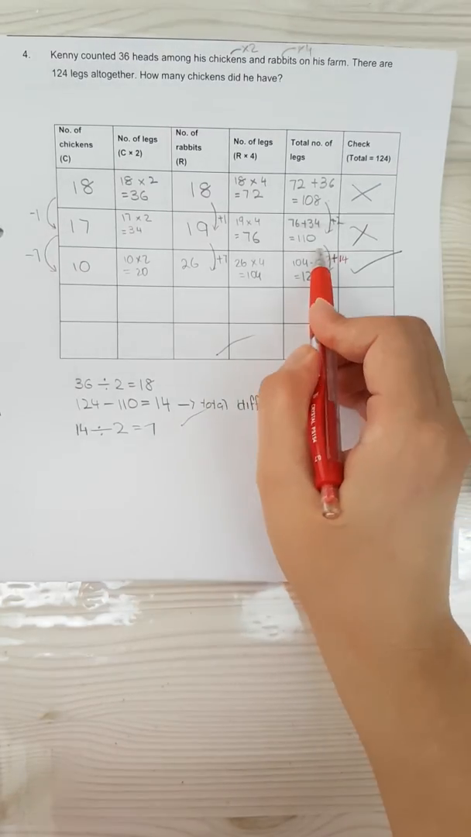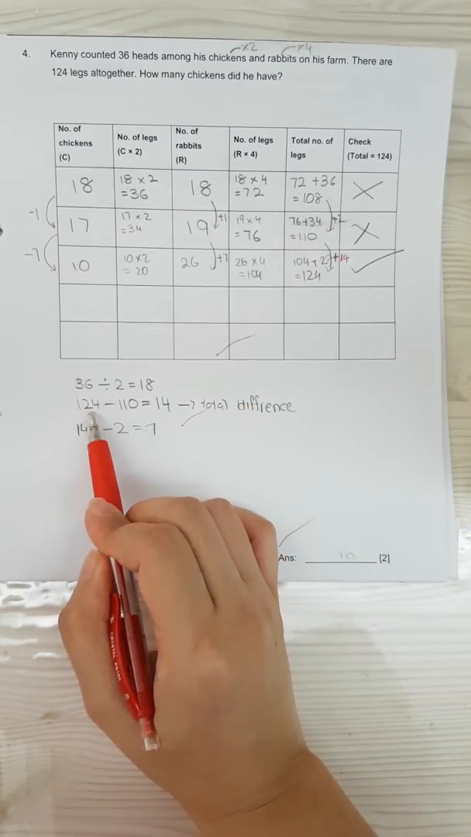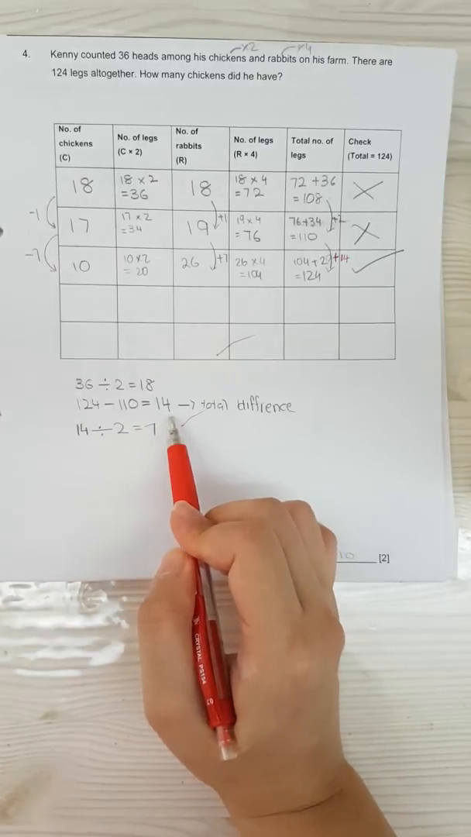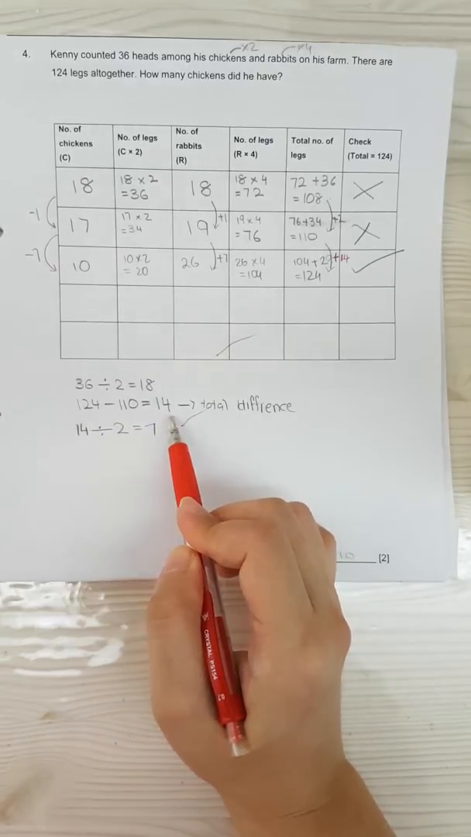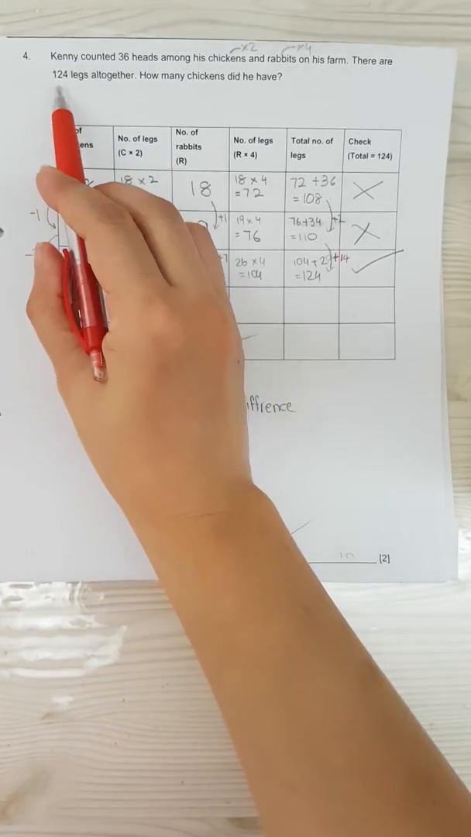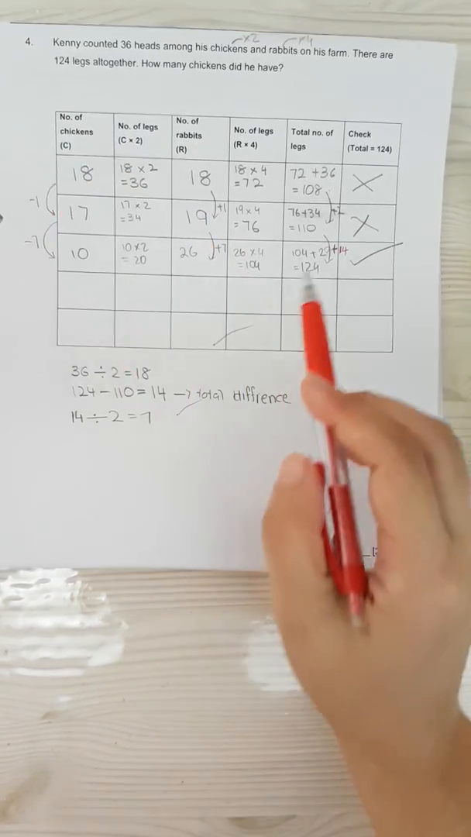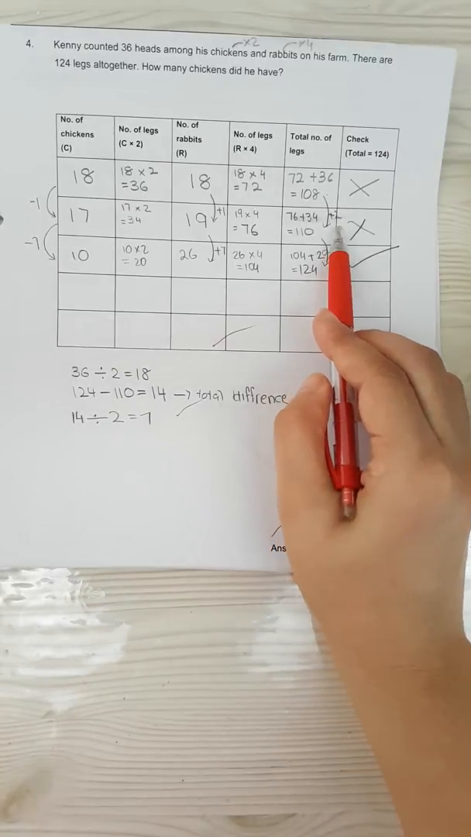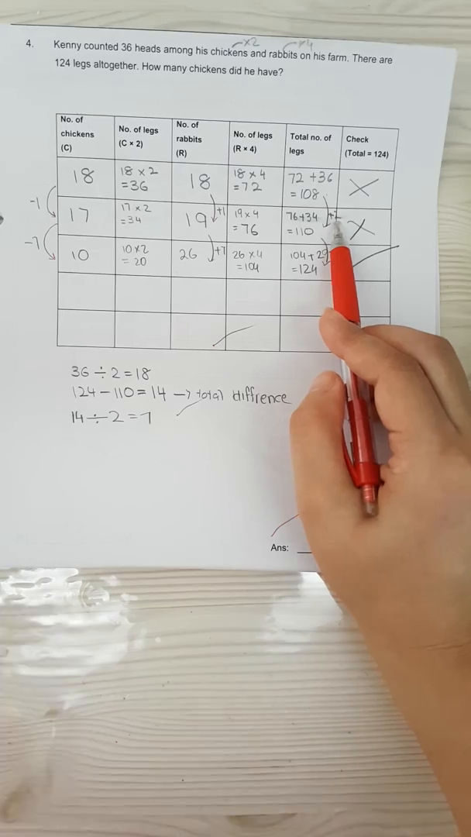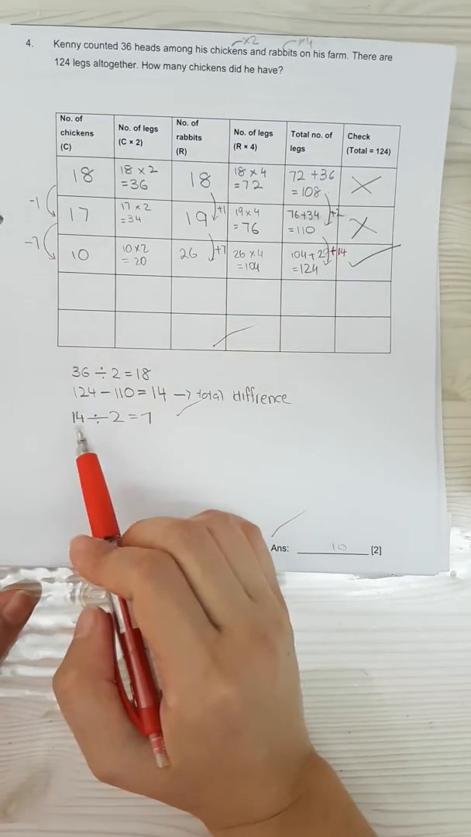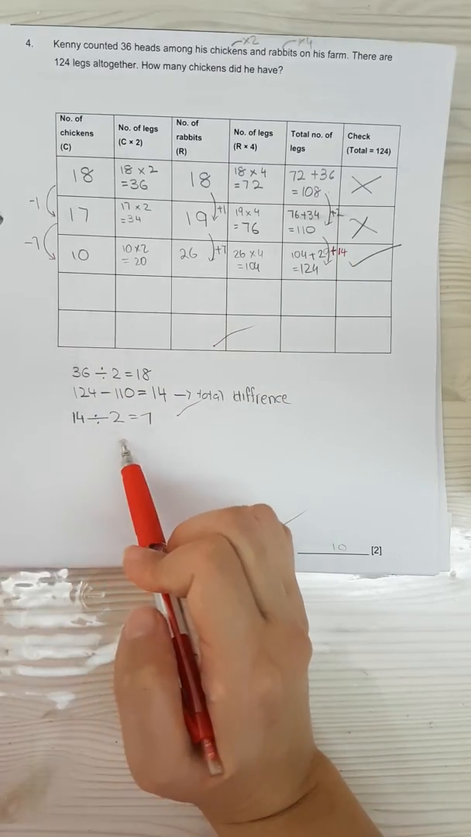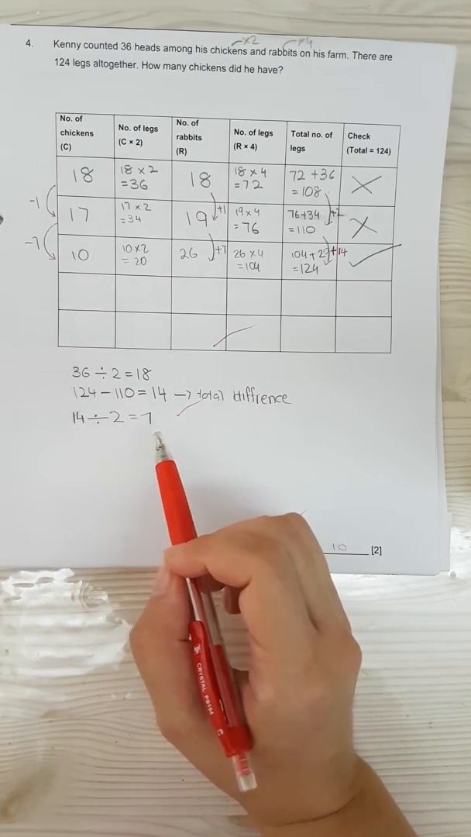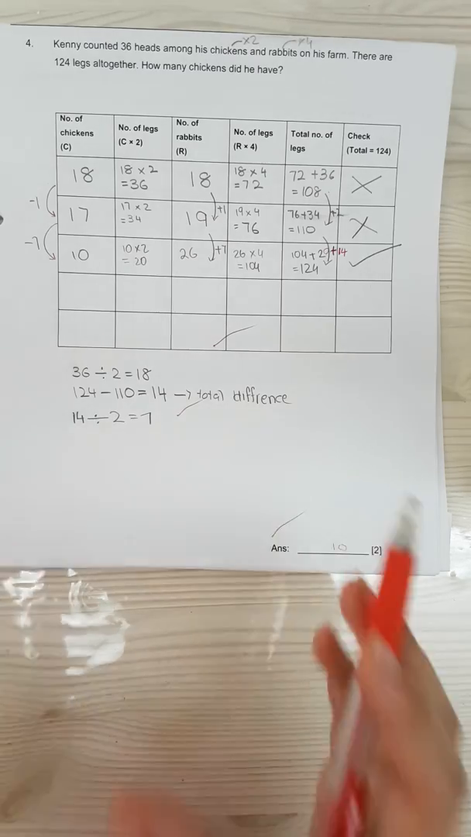So I'm at 110. I take my 124 minus 110. I know that I have a total difference of 14. Means I need 14 more legs. Then I can get 124. Okay? So each time I need to change 2, right? How many times did the number 2 appear that I can finally increase by 14 legs? So I take my 14 legs that I need, I divide by 2, I notice that I need to jump 7 more times. So I need to adjust my number by 7 basically.